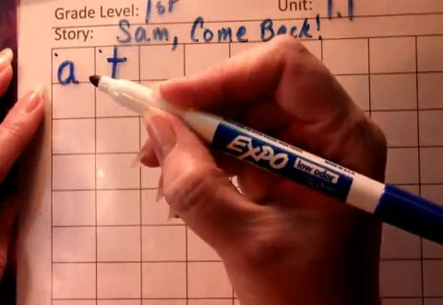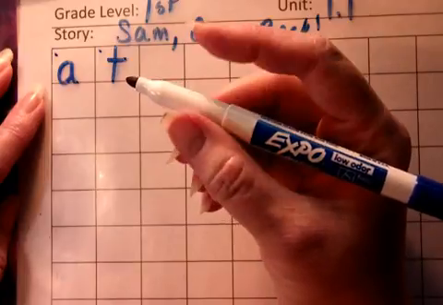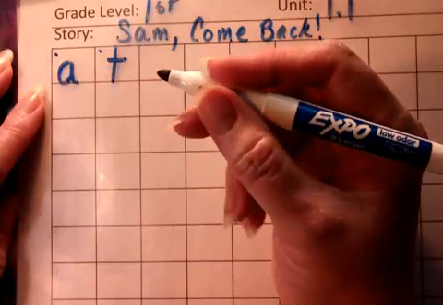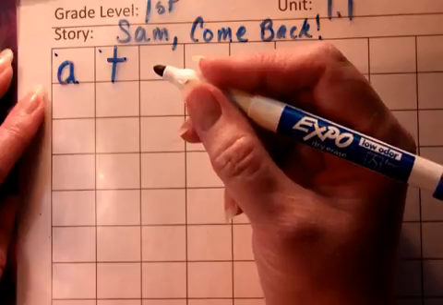Please make sure that you notice how I'm holding my marker. Please hold your pencil like this. I'm pinching with my thumb and my finger, and my other fingers are under. That's how we need to hold it.